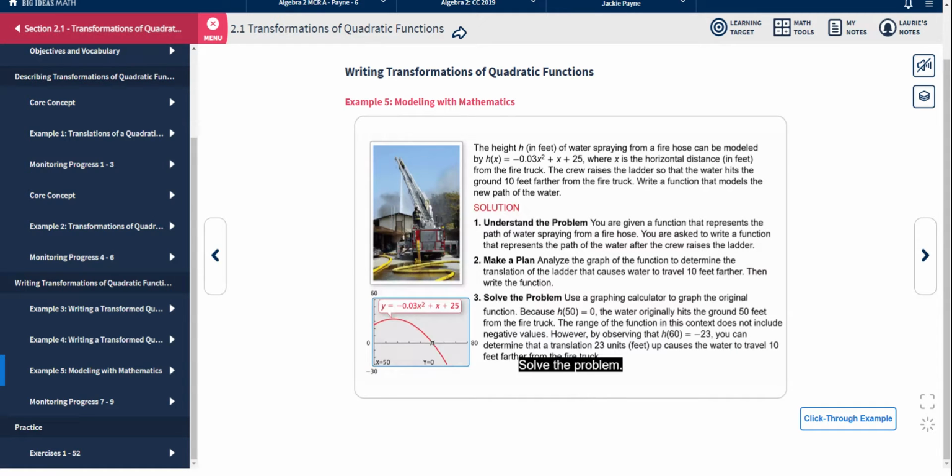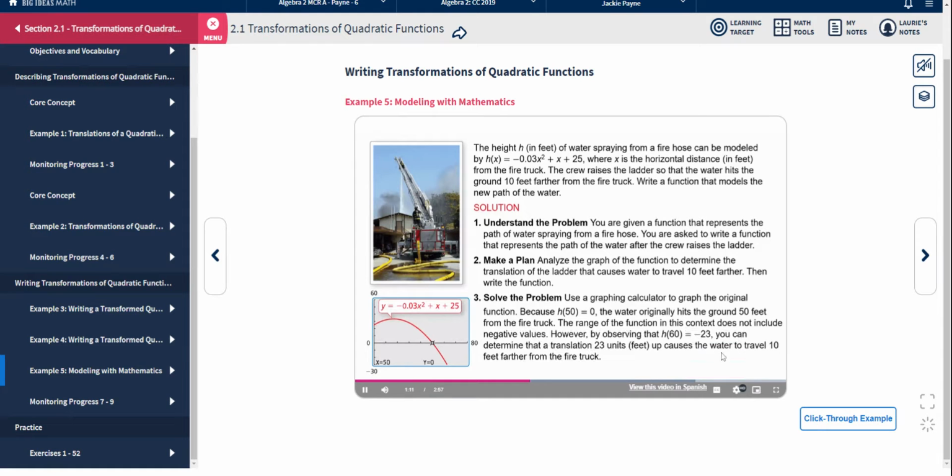Step 3. Solve the problem. Use a graphing calculator to graph the original function. Because h of 50 equals 0, the water originally hits the ground 50 feet from the fire truck. The range of the function in this context does not include negative values. However, by observing that h of 60 equals negative 23, you can determine that a translation of 23 units up causes the water to travel 10 feet farther from the fire truck.